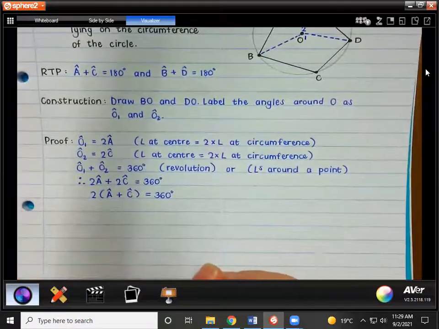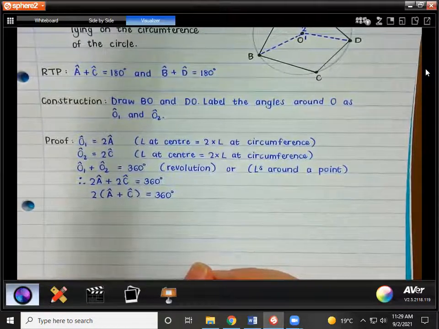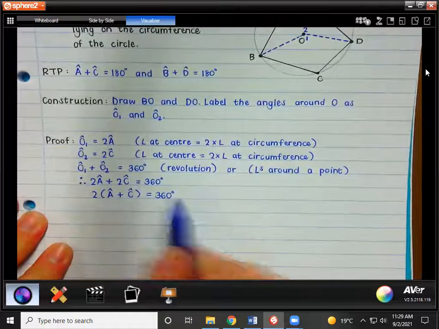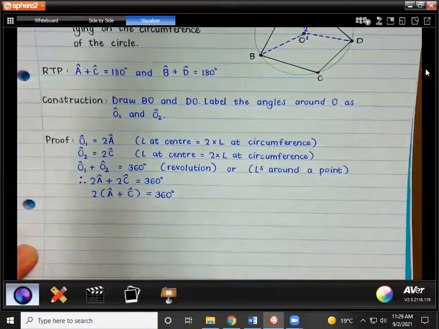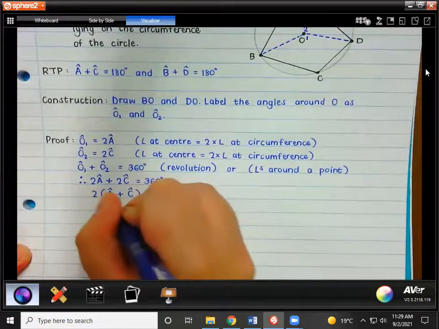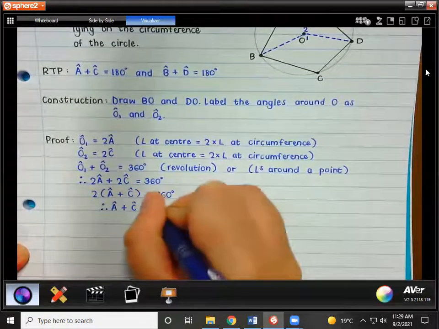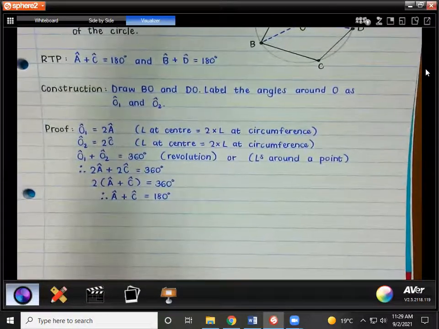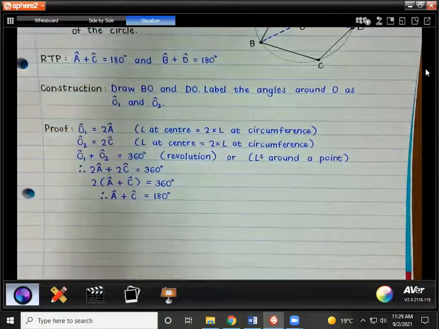So what is A plus C going to be equal to? 180, right? I must move that 2 to the other side, and I'm going to divide by 2 because on this side I'm multiplying by 2. So if I move it, I'm going to have to divide by 2. So therefore, there we have A plus C is equal to 180 degrees. So 1/2 of our required to prove is done.